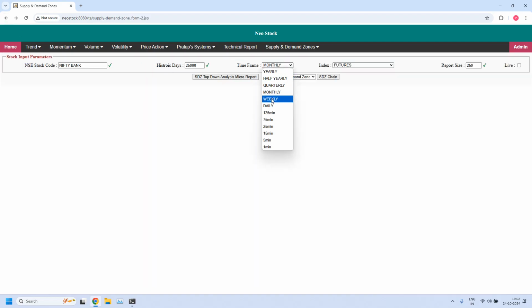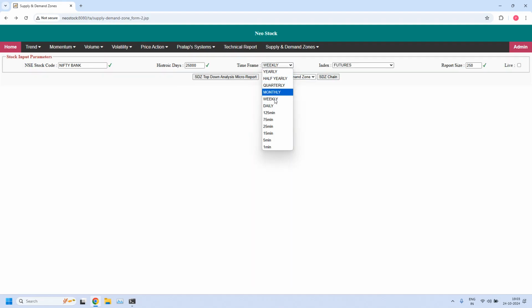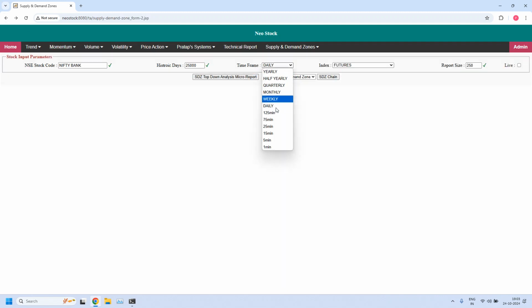Next time frame is weekly, generating the weekly supply demand zone chain for BANKNIFTY. Next time frame is daily, generating the daily supply demand zone chain for BANKNIFTY. Next time frame is 125 minutes, generating the 125 minute supply demand zone chain for BANKNIFTY.